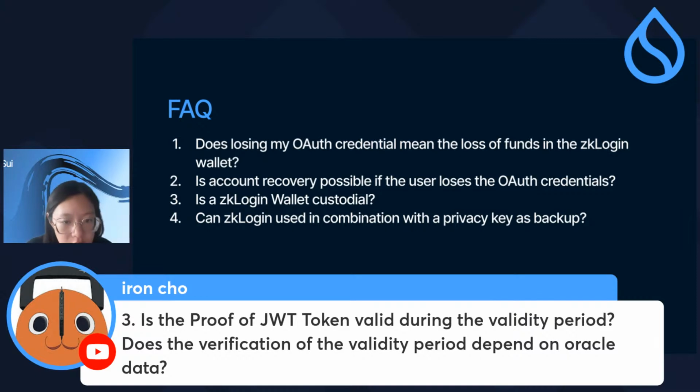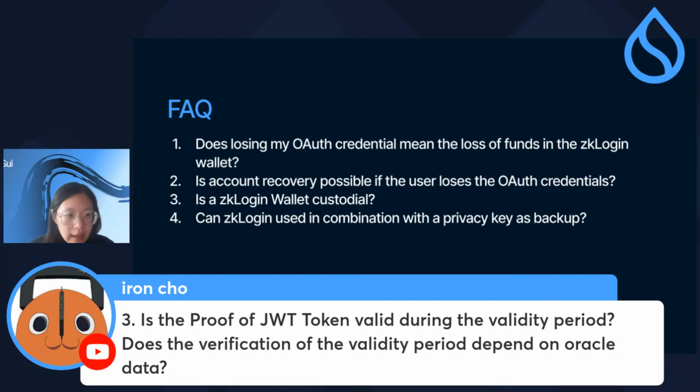Is the proof of JWT token valid during the validity period? Does the verification of validity period depend on oracle data? That's a very good question. Something I didn't mention in the slide is how we get the JWK of the providers on chain. You might be familiar with how to verify a JWT token: you use the public key of Google or any OAuth provider pulled from an authenticated endpoint. I believe Google's endpoint is called something like certs.google.com or something.